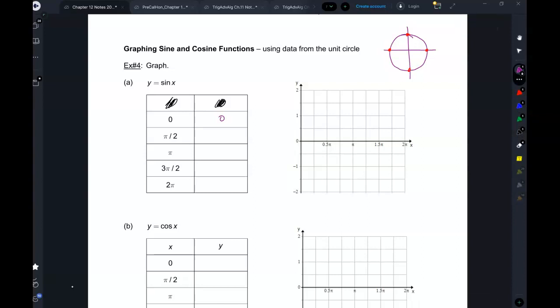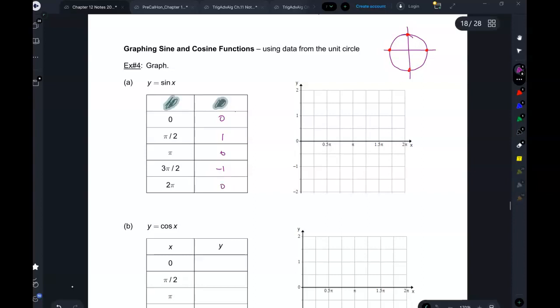Now let's go to pi over 2. Where I'm pointing, what's the y coordinate on the unit circle? 1. Now let's go to pi. What's the y coordinate? 0. And at 3 pi over 2. And at 2 pi. 1 or 0? 0. Okay.